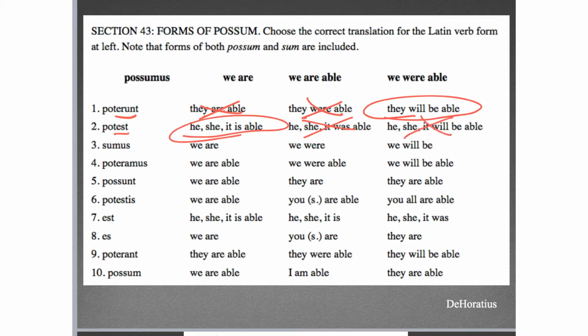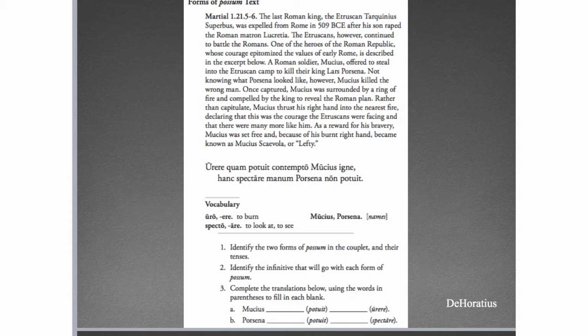And note that not all forms are possum. Some of them are the verb to be for review, so keep an eye out for that. All right, so that one. Here is a possum text. So 2 forms of possum.